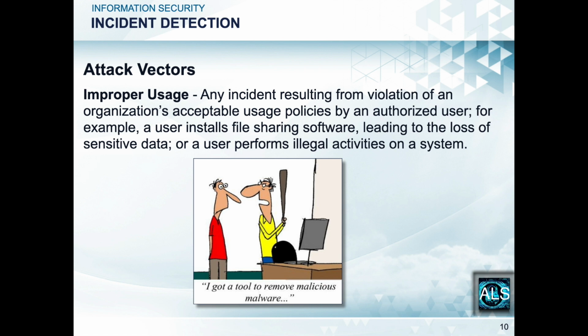So, for an example, a user installs file sharing, leading to the loss of sensitive data, perhaps a data leakage, or they use something that is not an approved application, and ultimately the application either has a backdoor, or the application is linked to a state sponsored government. We see some of these things from China and Russia as well.